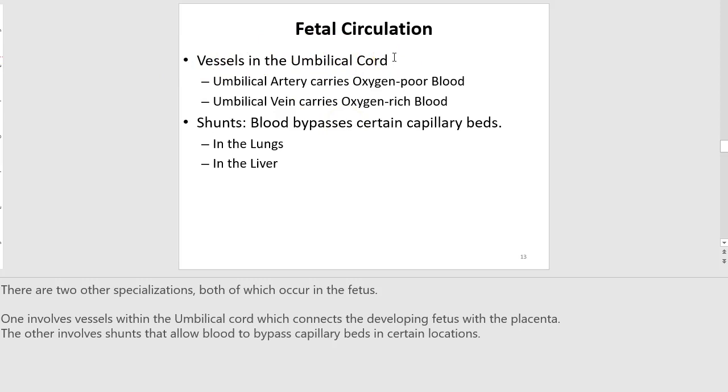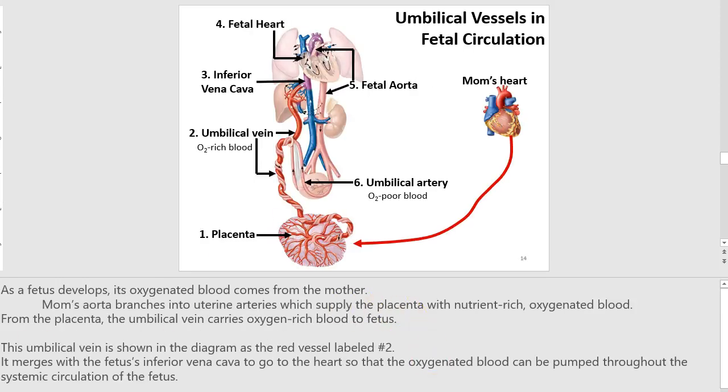In the umbilical cord, there is blood exchanged between the fetus, the placenta, and the mother. So the umbilical artery is traveling from the fetus, carrying oxygen-poor blood back to the placenta. But the umbilical vein carries oxygen-rich blood from the placenta to the fetus. To understand this a little bit better, let's look at this diagram, and I'll show you these notes in a second.